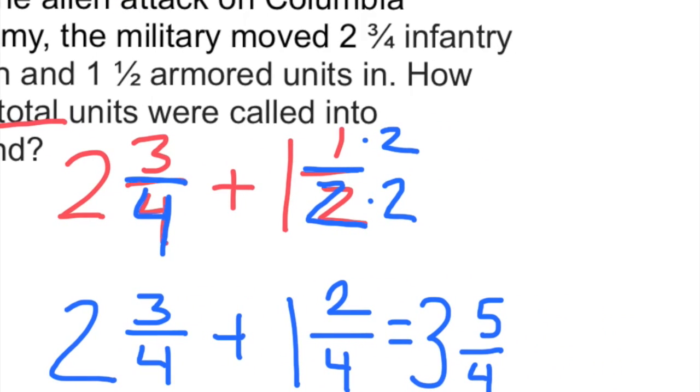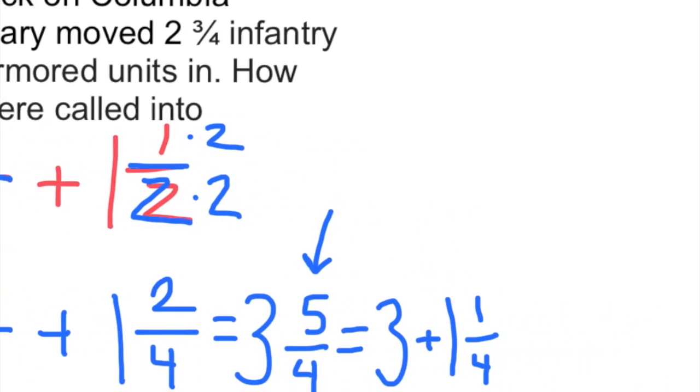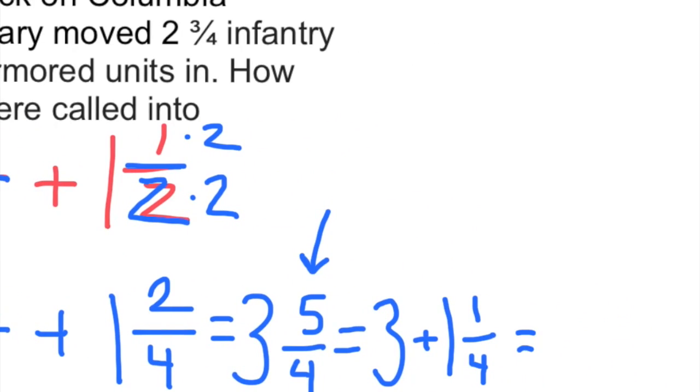We can see that 5/4 is an improper fraction, meaning it's more than 1 whole. So what we really have is 3 whole, and then we need to change 5/4 to a mixed number. There is 1 whole 4 in 5. So if we take that 4 out of the 5, we've got 1 left, and the denominator stays the same. So our final answer is 4 1/4 units.